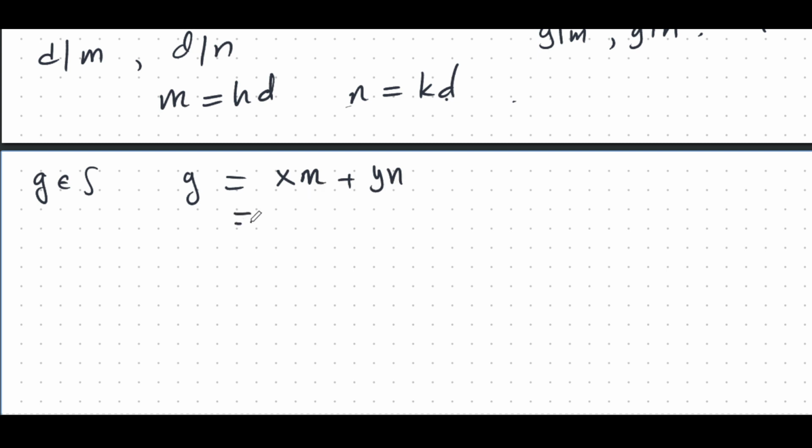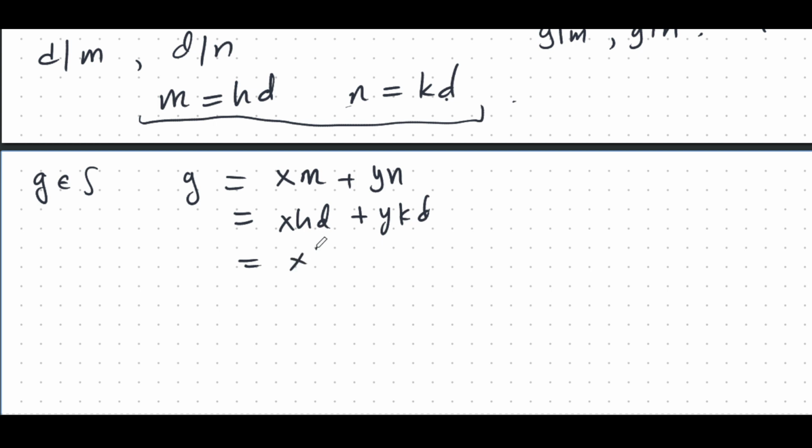And now fill in these formulas here, and we have XHD plus YKD. Oh, look at this: (XH plus YK) times D. What does this mean? Well, this is just an integer. This is just a number.